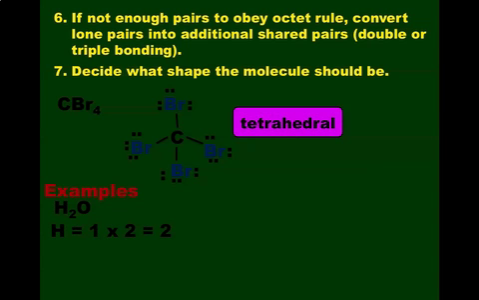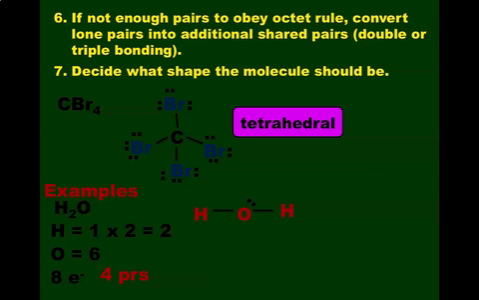Now we're going to try some examples. Let's start with water. Hydrogen has 1 valence electron, and in water there are 2 hydrogens, so that makes 2. Oxygen has 6 valence electrons, so that makes a total of 8. We divide that in half, we get 4 pairs. Between the 2 hydrogens and 1 oxygen, I know oxygen is going to go in the center to make it symmetrical. I attach it to a hydrogen, and I attach it to my other hydrogen. So now that's 2 pairs out of 4.